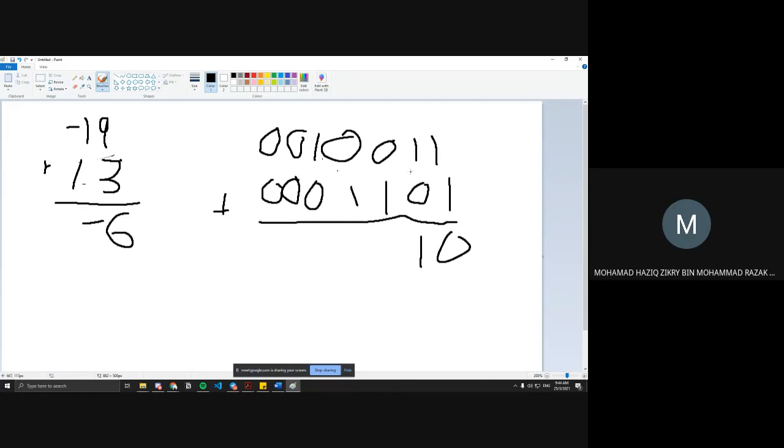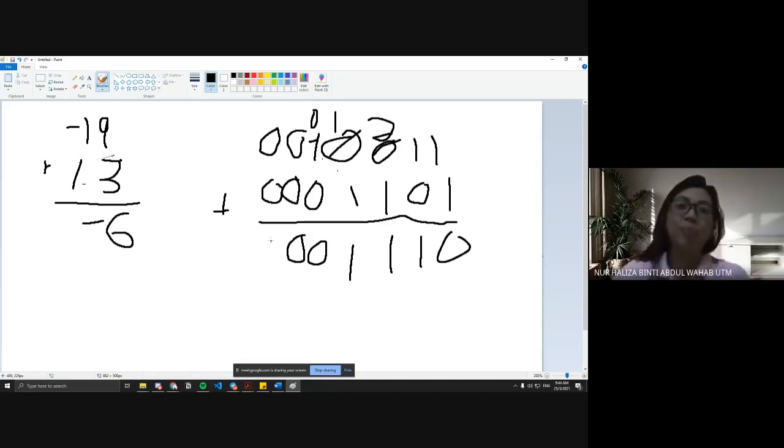Wait, so 0 1 0 plus 1, this one will become 2 because it will carry over forward. Where does the 2 come from? Okay. Explain, teacher. 0 1, 1, 3, 1, 1 become 0, 2, 0, 0, 0, 0, 0, 0, 0.